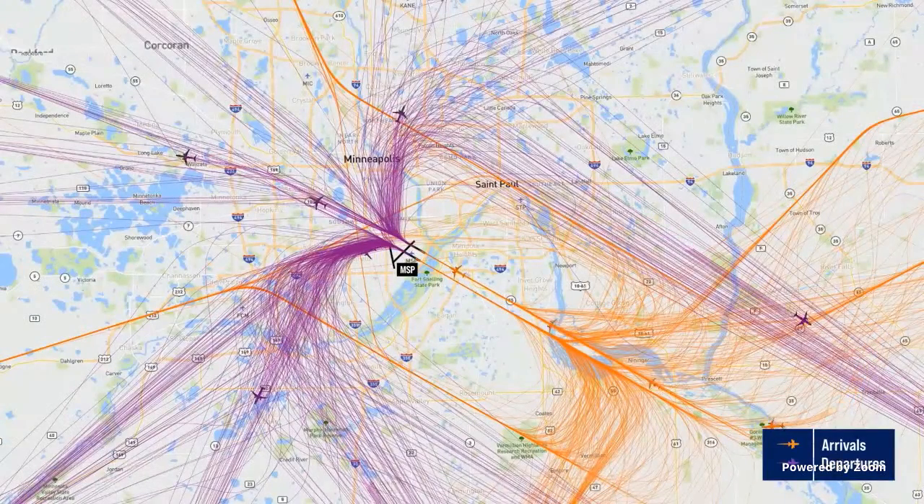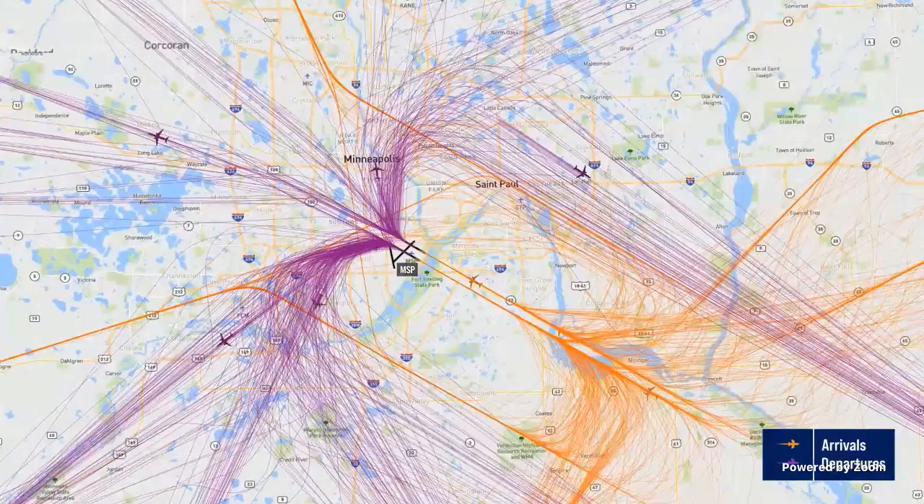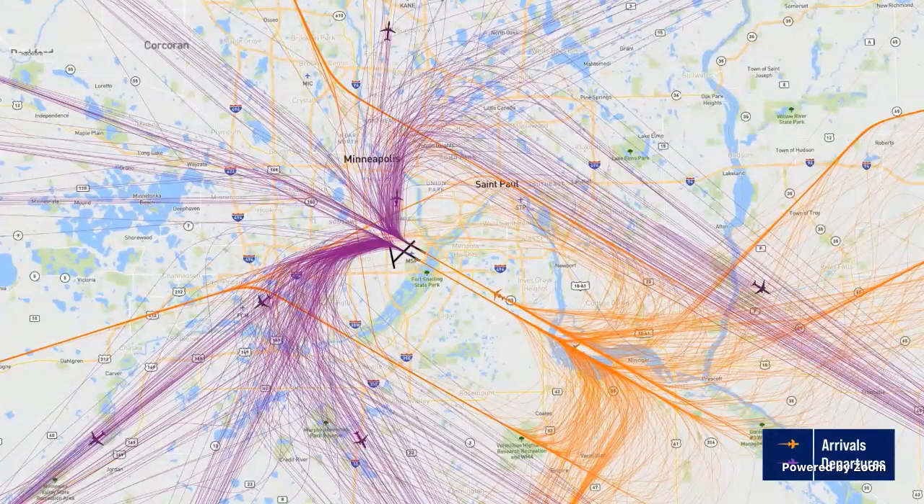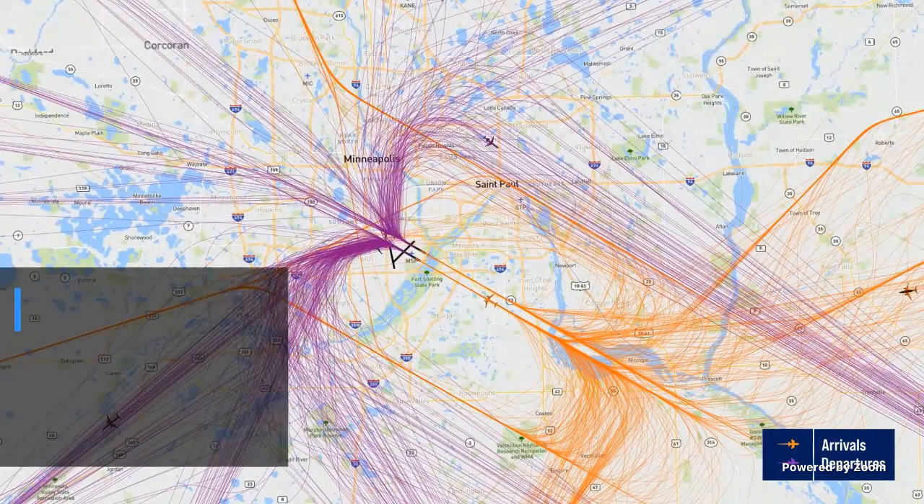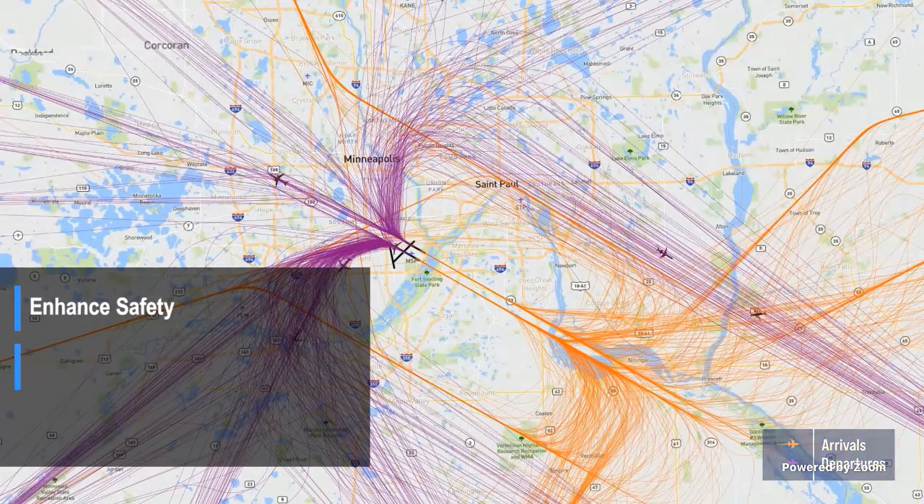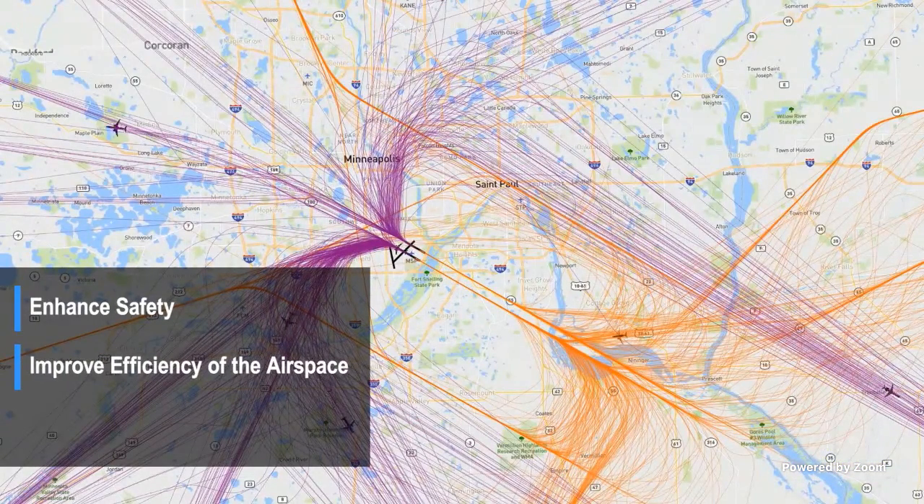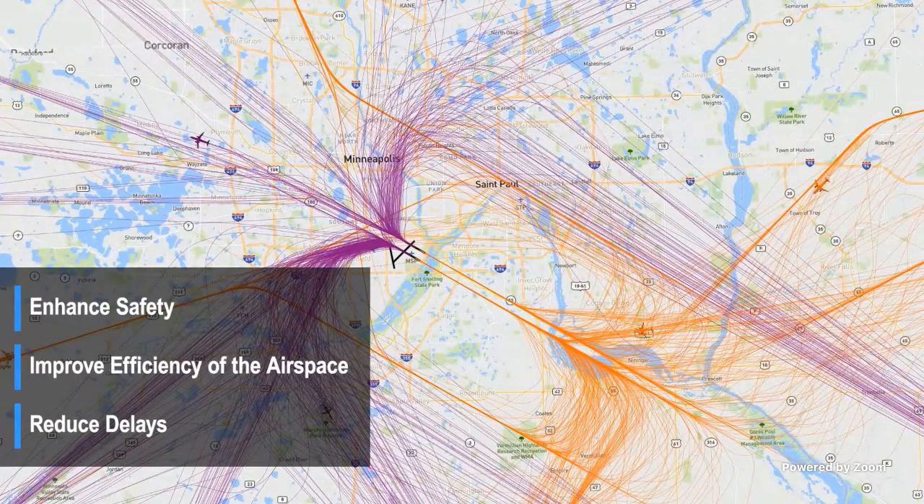Technology is always updating, and the FAA is updating the technology that drives air traffic control. These updates enhance safety and improve efficiency of the airspace, benefits for the traveling public. Modernization can reduce delays while meeting current and projected demand.